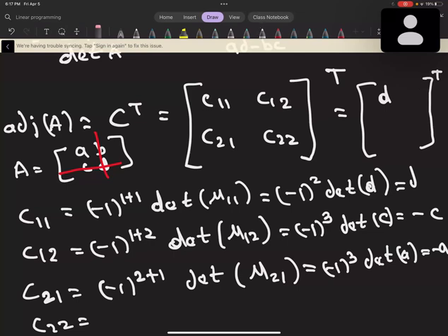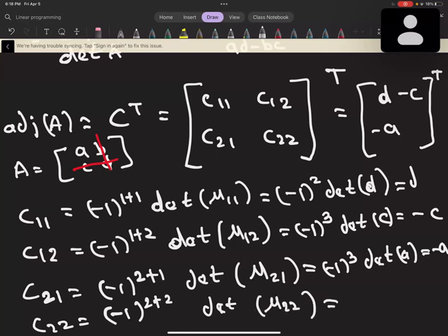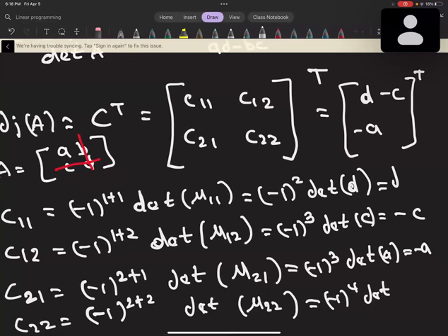Finally, C22. So, okay, so I need to change this guy. D minus C. And the other one is minus A. And the other one is C22. C22 is A. So we got minus 1 to the 2 plus 2, determinant M22. And then I get minus 1 to the 4, determinant of... Wait. 2, 2 is A. So this is A. And this one is 2, 1.